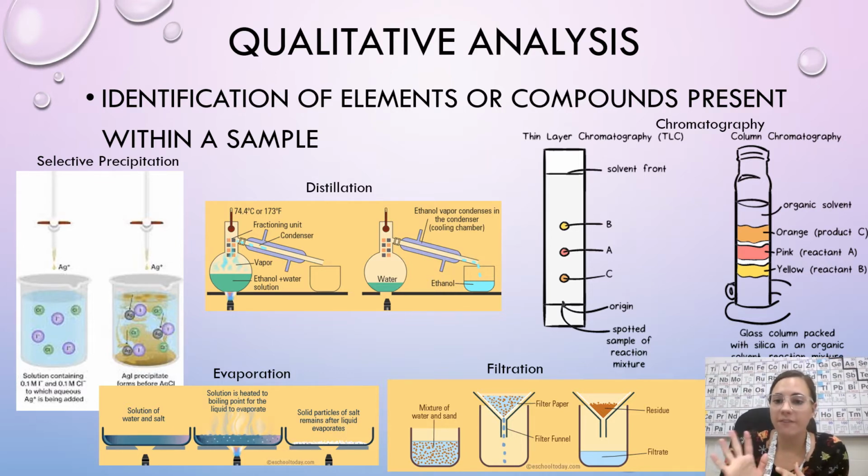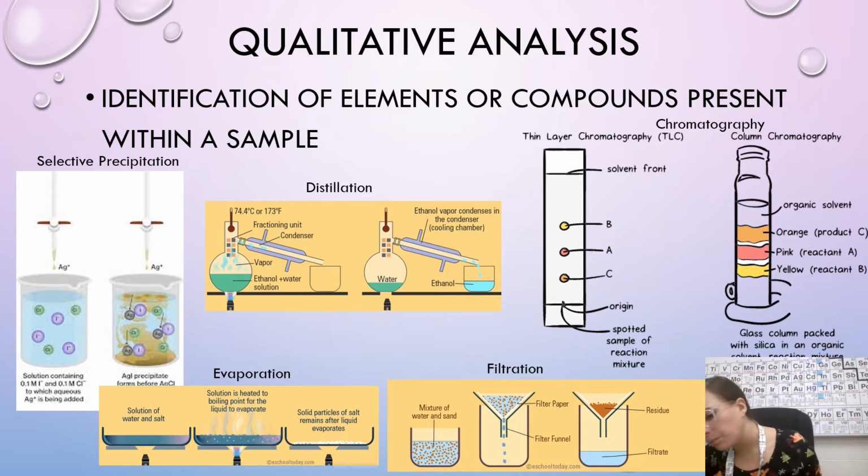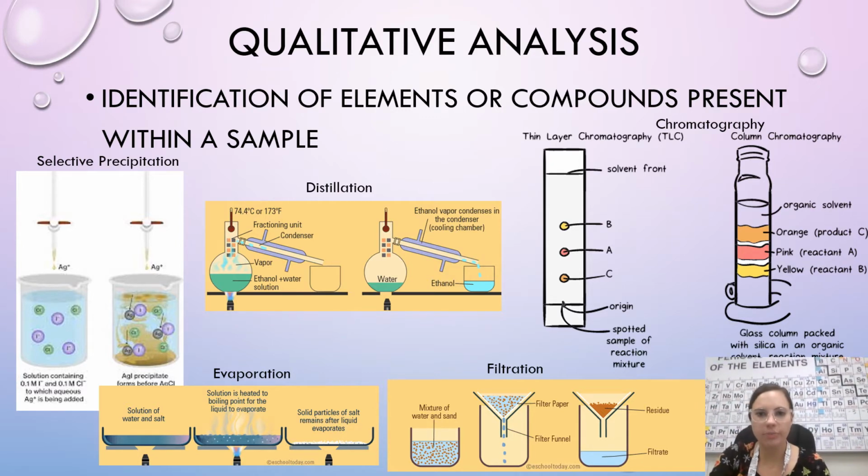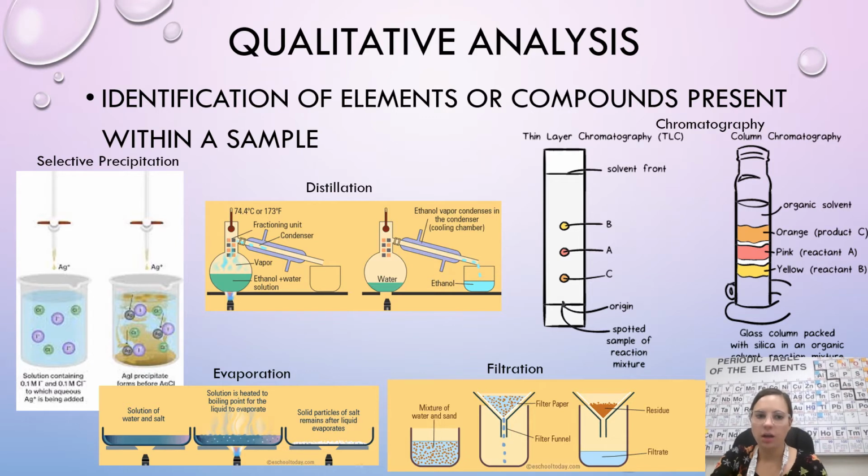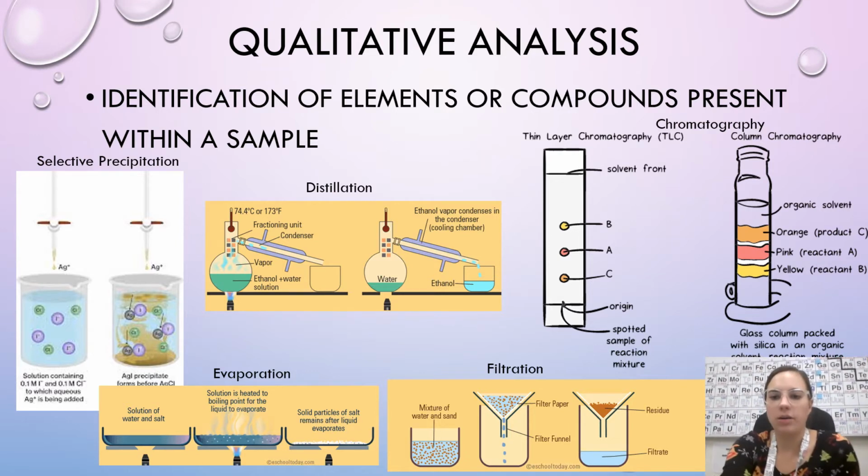There are kind of 5 main ways. There are probably others, but there are 5 main ways that we're going to touch on. 3 of them we're going to go into detail about. 2 of them are pretty straightforward and you should already know.